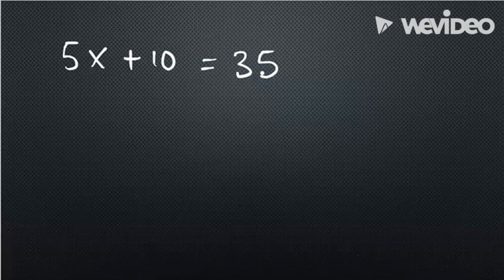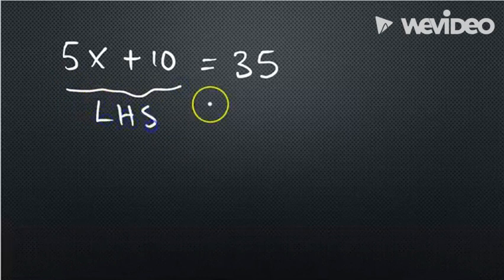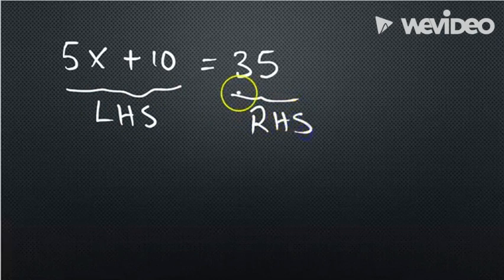Let us start with a simple equation such as 5x plus 10 is equal to 35. In order to solve this, what I first want to explain is that in an equation like this, there's always the left-hand side of the equation and there is also the right-hand side of the equation. In an equation, both these sides must always be equal.